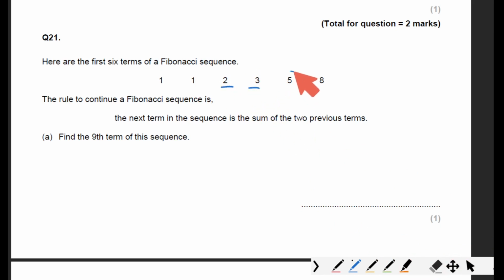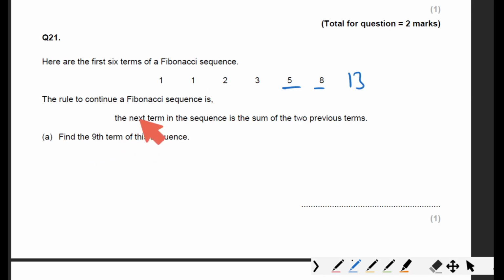2 add 3, 5. 3 add 5, 8. And then finally, 5 add 8 gives you 13. The next term of the sequence is the sum of the previous 2 terms. So I've just explained what a Fibonacci sequence is.